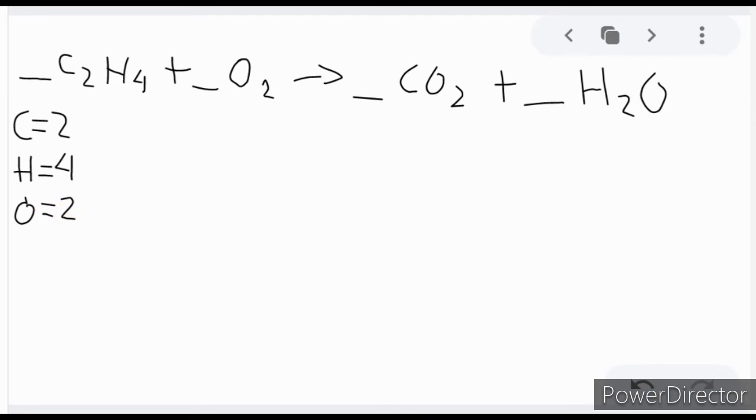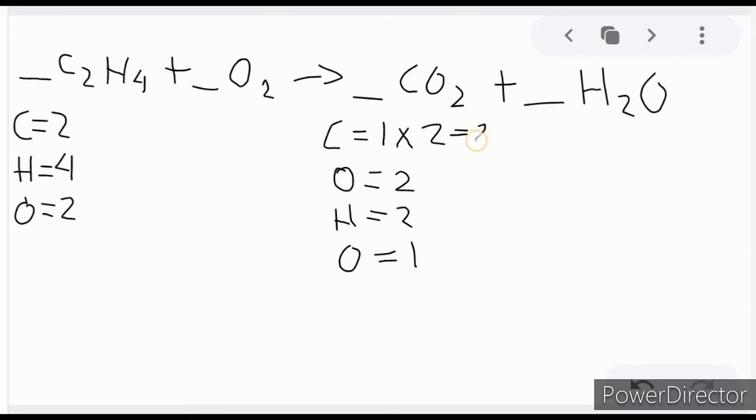On the right side of the equation, we have C is equal to 1 and O is equal to 2. Let's write it first. Then H is equal to 2, and O is equal to 1. So let's look at the left side. We have C is equal to 2, but on the right side we only have C is equal to 1.